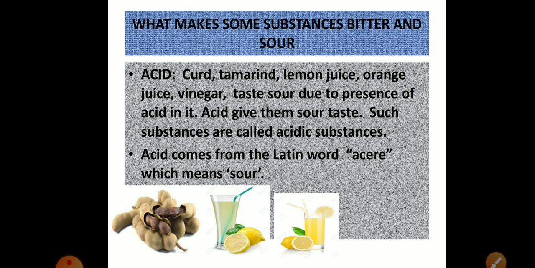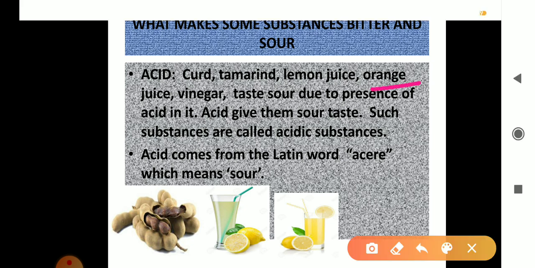Okay, then see, the first topic is acid. Curd, tamarind, lemon, orange juice, vinegar, they all taste sour due to the presence of acid in them. Such substances which have acid in them are called acidic substances, right? Now, the word acid comes from the Latin word acer, and acer means sour.